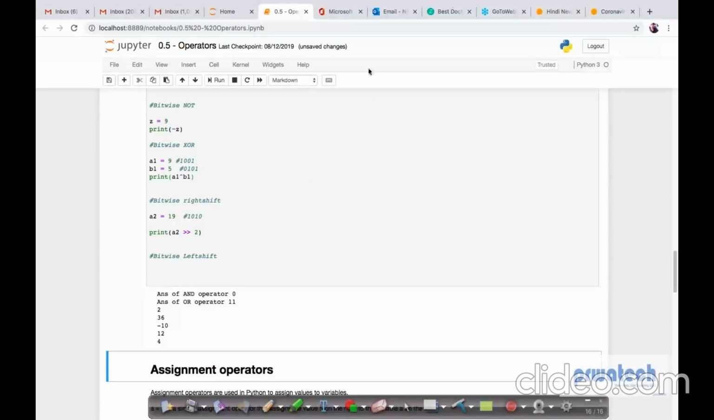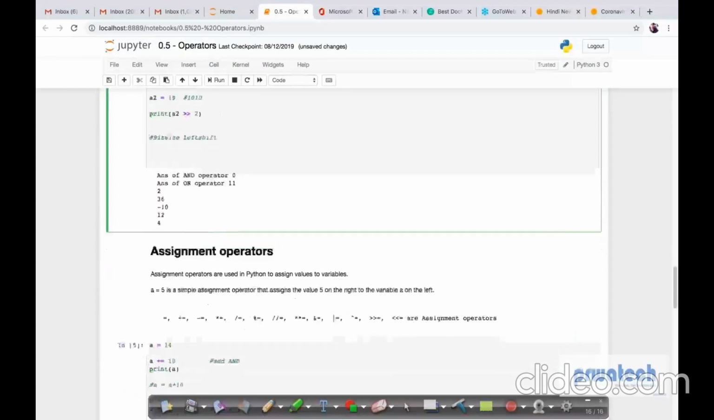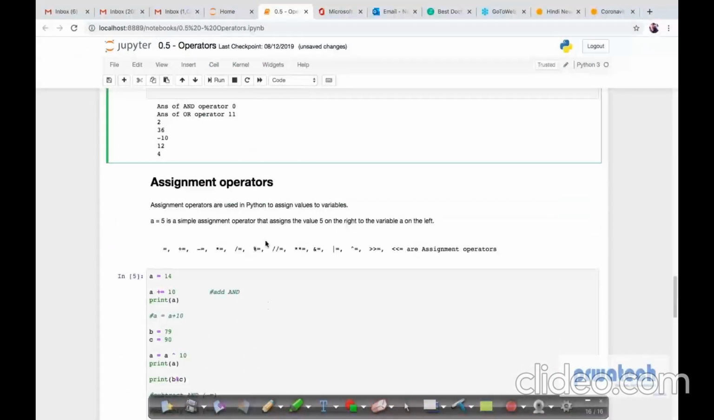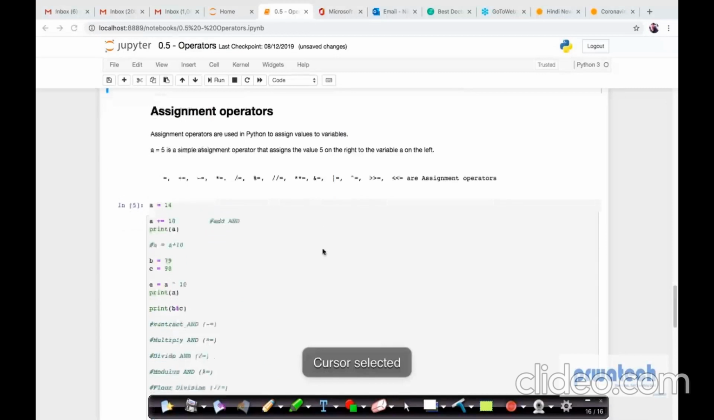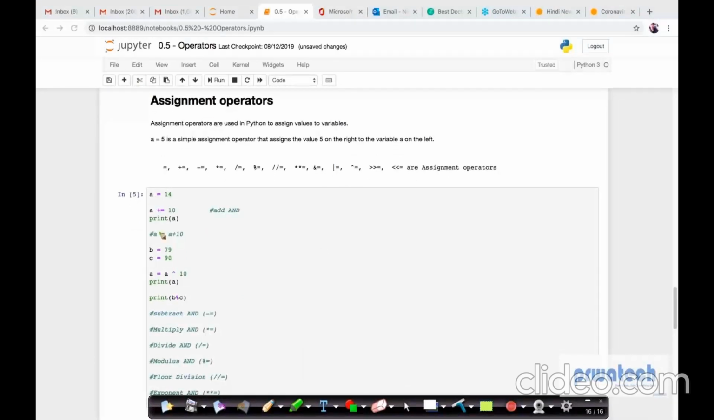Okay. So after this, the assignment operator. I think the rest of the things are not new to you guys. Only the bitwise was a little bit new, though you have seen them also in C and C++. Assignment operators: equal to, plus equal to, minus equal to, multiply, divide, modulus. This is 7 by 5, so I can get the answer as 1.4.